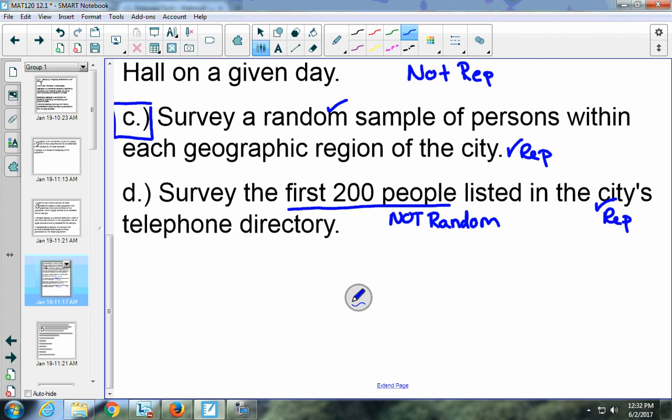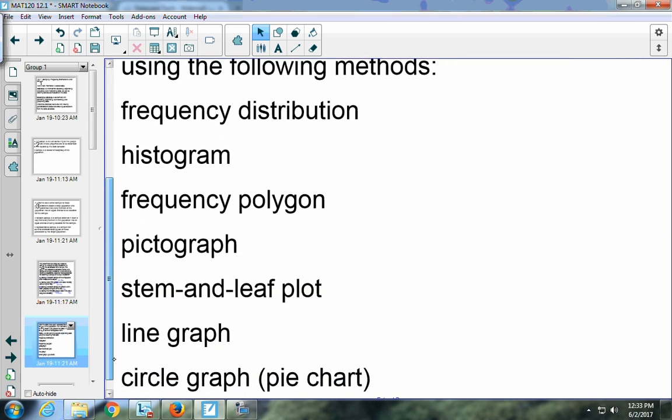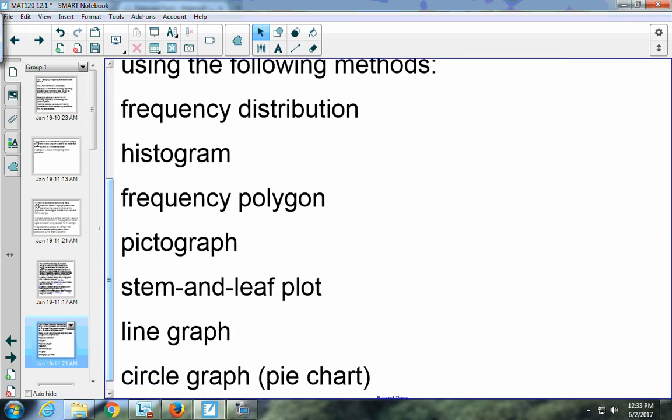Once we have our data, we want to organize it. And usually we organize it into graphs. So after the data have been collected from a sample population, the next task facing the statistician is to present the data in a condensed and manageable form. So we're going to explore organizing data using many methods. In this video, we're just going to look at the frequency distribution.